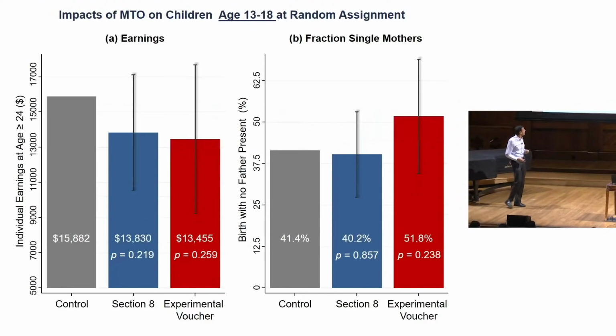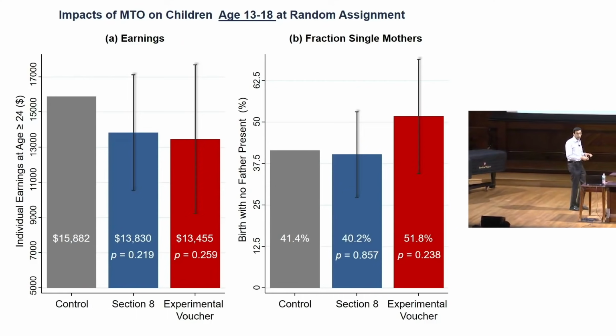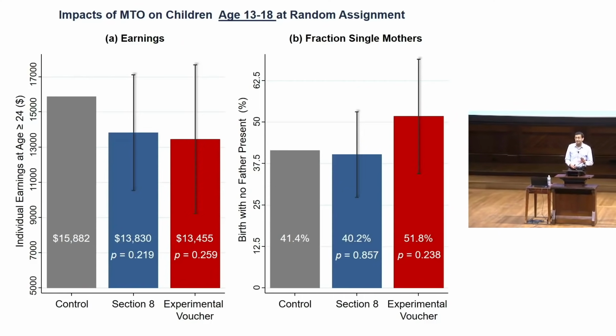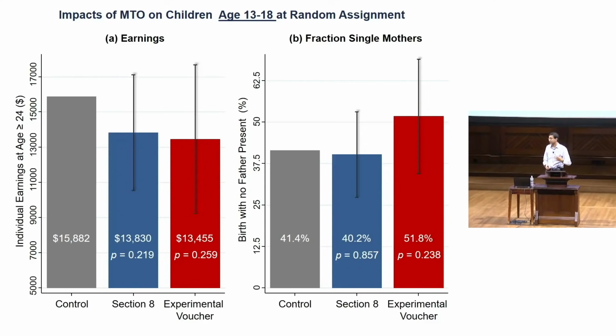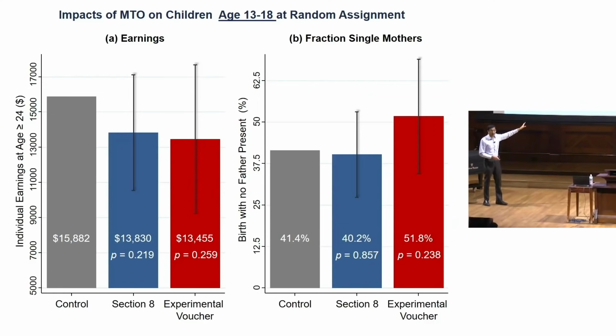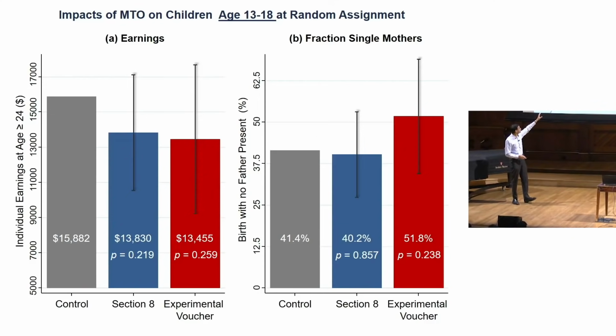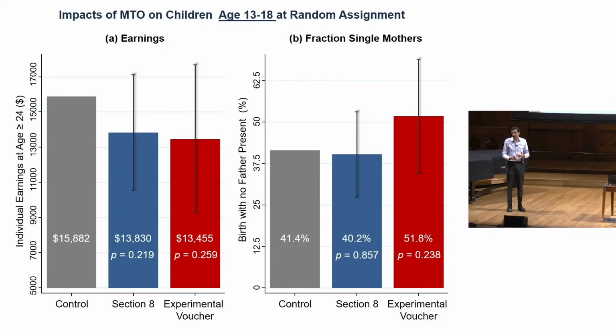Now, in contrast, if I repeat that analysis for kids who were older, between the ages of 13 and 18 at the point of random assignment, you see a very different picture. You see a picture that's consistent with the traditional evidence that people had found. Here, if you look at this group of kids, you actually see that the earnings of the kids who were in the Section 8 and experimental voucher groups are slightly lower than those in the control group. So if your family moved to this different neighborhood when you were 15 years old, it doesn't seem to benefit you, and if anything, it actually seems to be slightly detrimental.